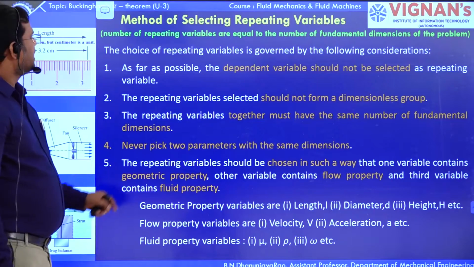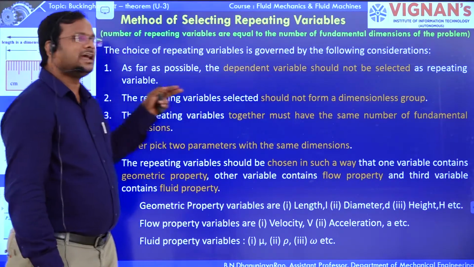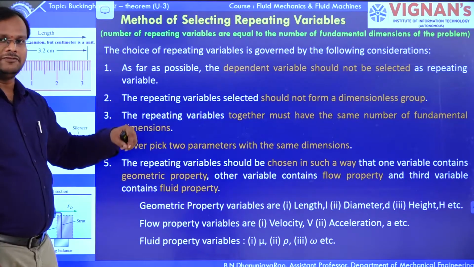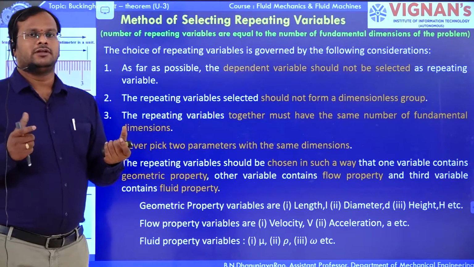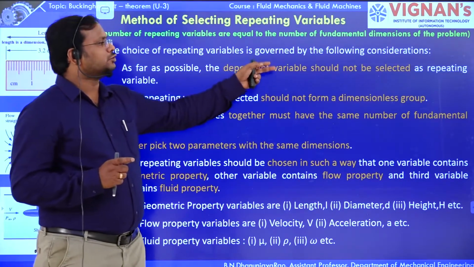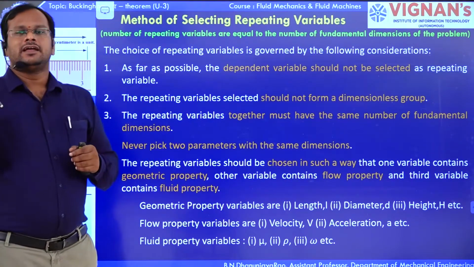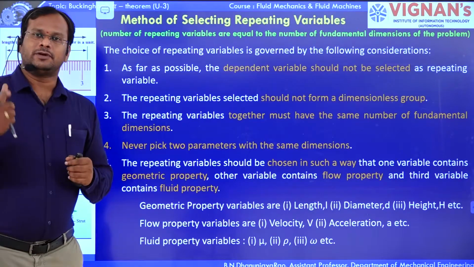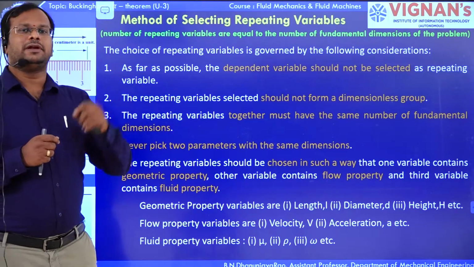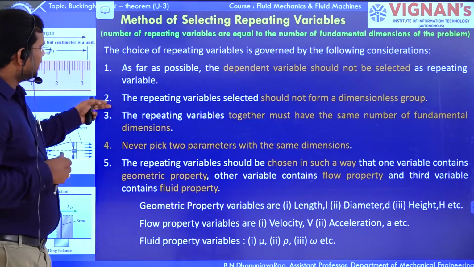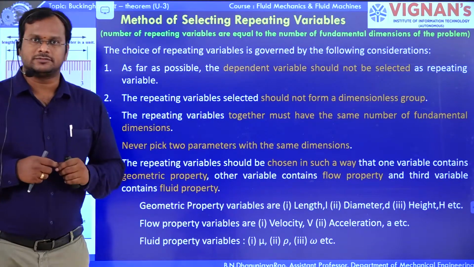How to identify those variables? Let us see. As far as possible, the dependent variable should not be selected as a repeating variable. There is a dependent variable and there are independent variables, but the dependent variable should not be selected as a repeating variable. Second point, the repeating variables selected should not form a dimensionless group.